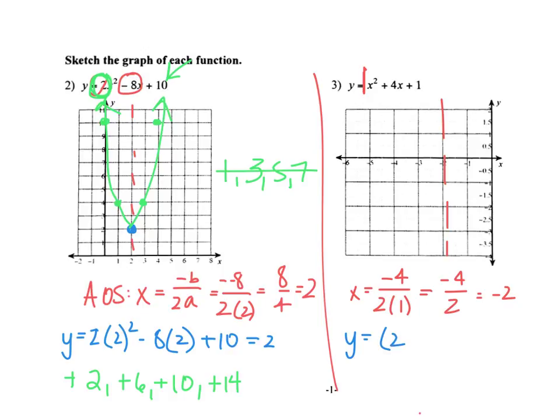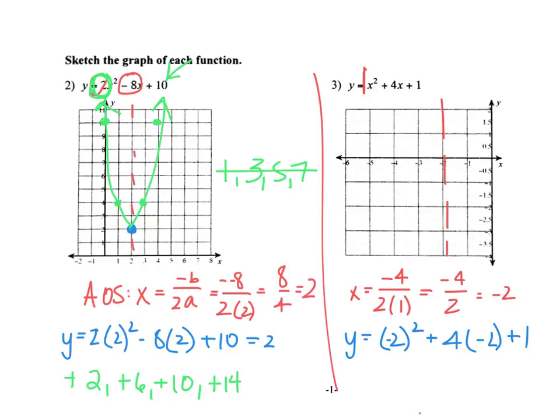Y equals -2 squared plus 4 times -2 plus 1. Make sure when you do -2 squared that you do that in your head. -2 times -2 is +4. Sometimes your calculator will give you a wrong answer for that.